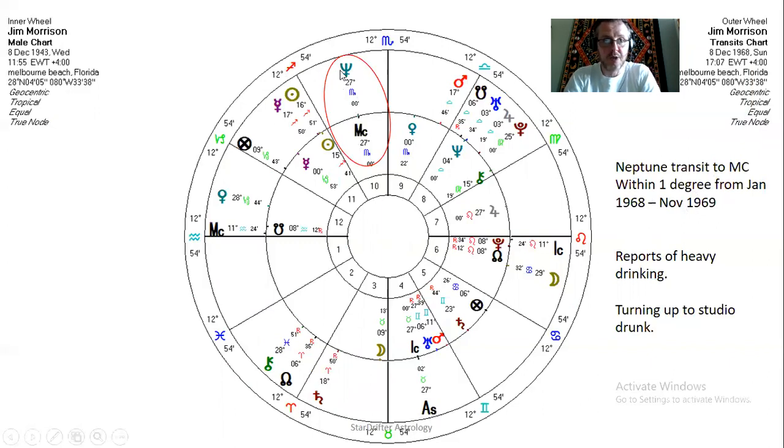Neptune would have been transiting within 1 degree either side of his midheaven. And this is when Jim started to lose control. Reports of heavy drinking, turning up to the studio drunk. It was so bad, the producer they had for the first 3 or 4 albums couldn't work on the last album because Jim was out of hand, couldn't control him.